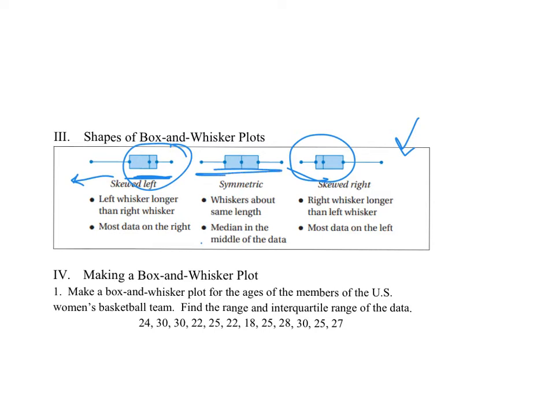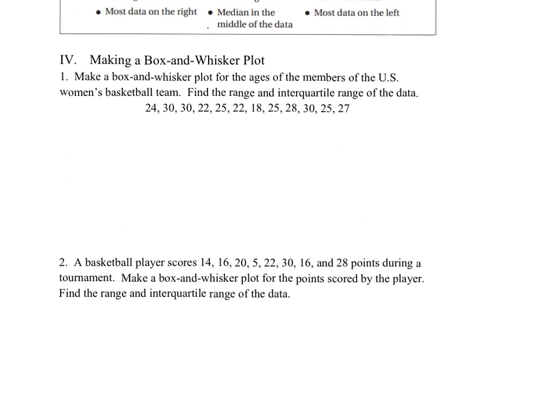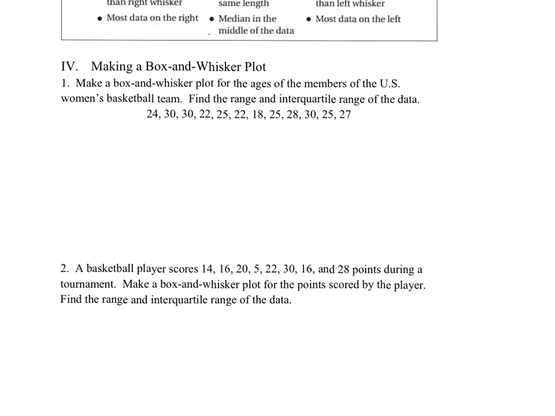Symmetric means when it's evenly distributed on both sides of your median value. It doesn't have to be perfect, but it's pretty close. When they're skewed left and when they're skewed right, it is pretty obvious which one it is versus when it's symmetric. So creating your box and whisker plot. It says, make your box and whisker plot of the ages of the members of the U.S. women's basketball team, and find the range and IQR, the interquartile range of your data.